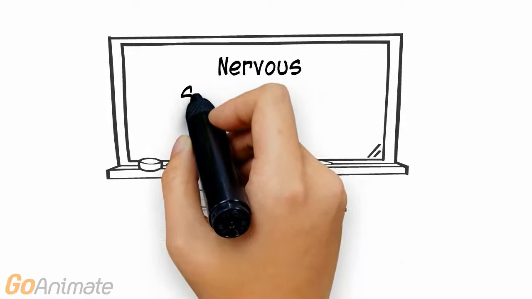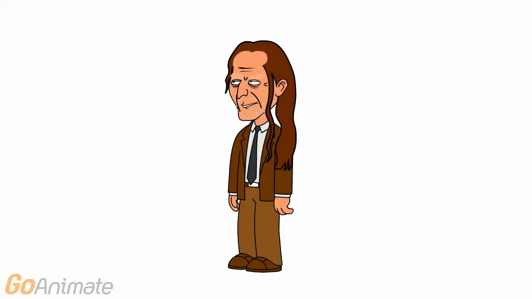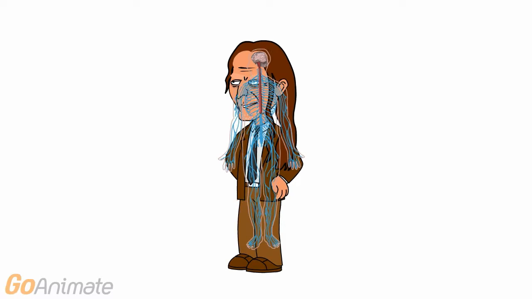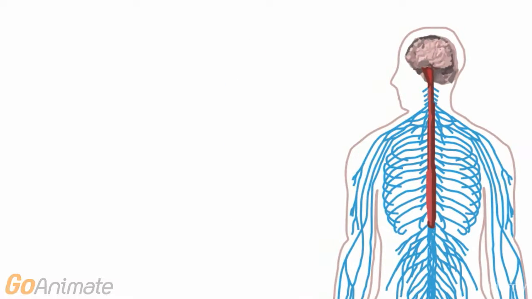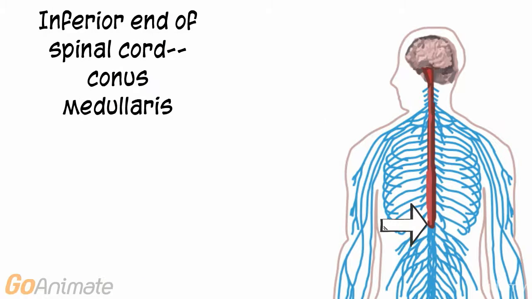Let's learn about the spinal cord. The spinal cord begins at the foramen magnum and ends at the second lumbar vertebra, or L2. The spinal cord ends in a cone-shaped process called the conus medullaris.